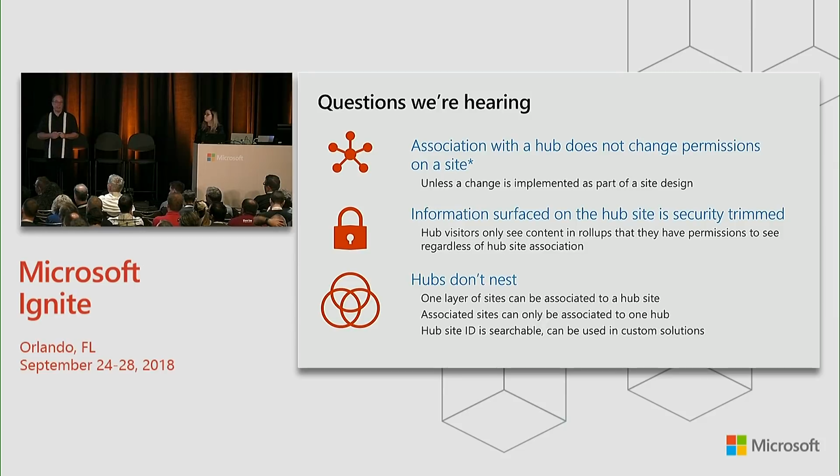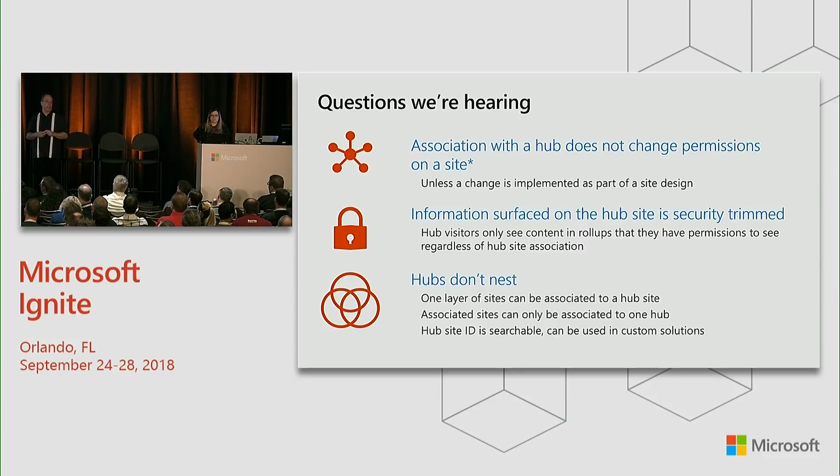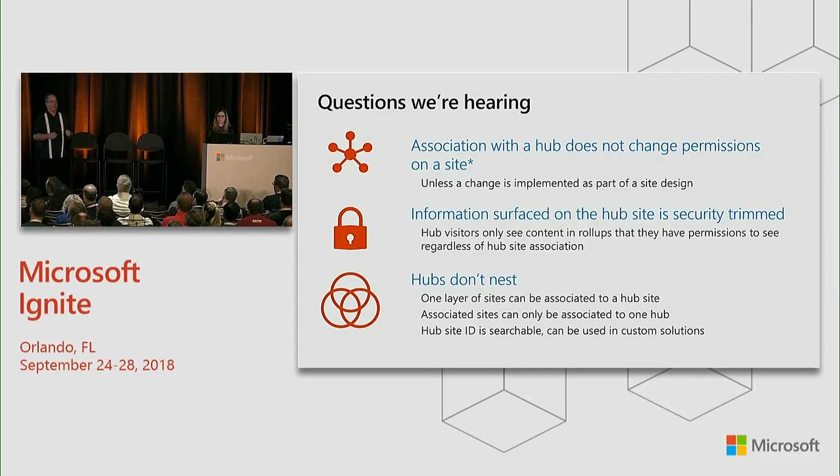So questions we're hearing, and I thought maybe some of you are hearing them too, so let's talk about them. So first of all, association on your hub sites does not change permissions. So a lot of people say, hey, if I associate to that hub, is all my secret content going to float up? And the answer is no, with an asterisk, as you can see in the slide. So it is possible that, especially in the new site design structure, you can actually change the permissions now. For example, you can automatically, as part of the site design, add an owner to the associated site on attach. But nothing inherently about the site association process will change permissions.